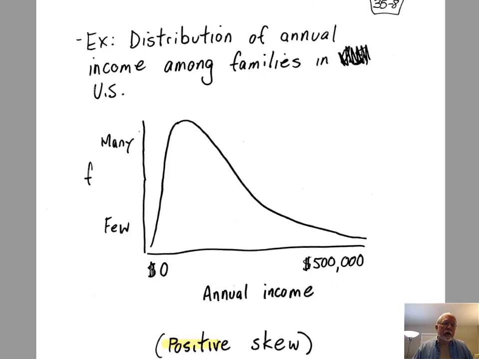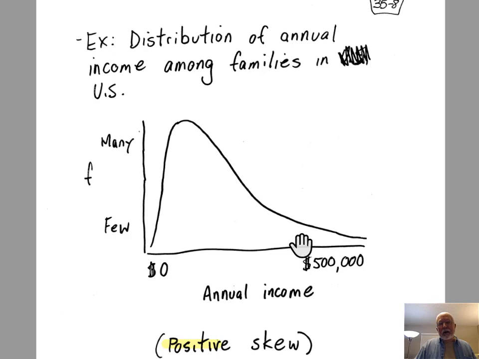Well, no one can make less than $0 per year. It has a bottom end. So a lot of us would be bunched together here with low incomes of $30,000 a year, $50,000 a year, and such. But theoretically, there's no limit on how high your income could be.